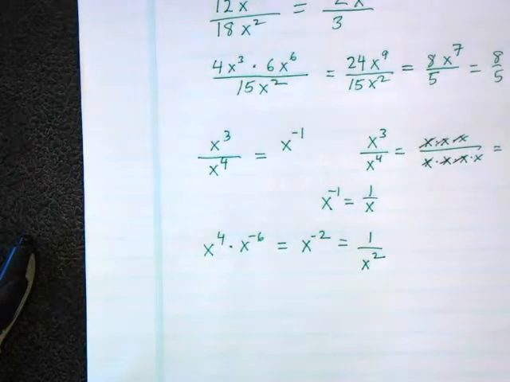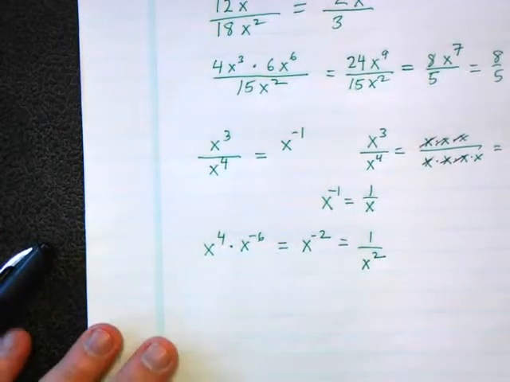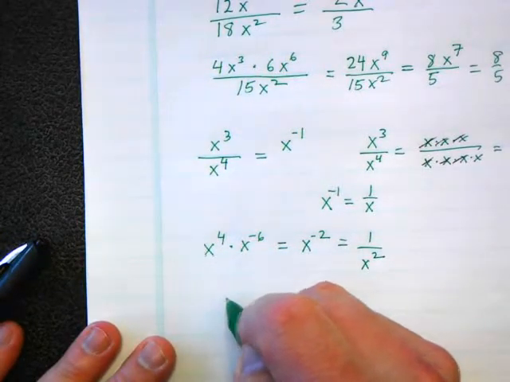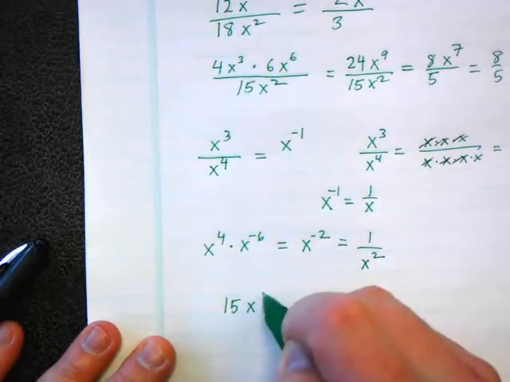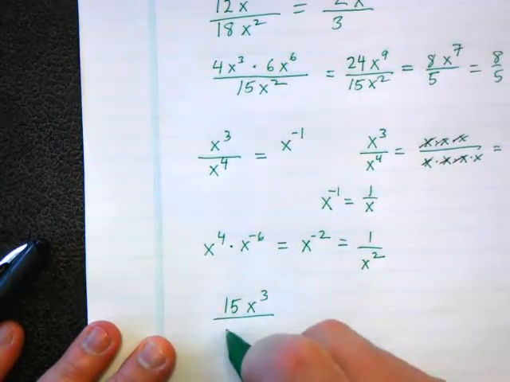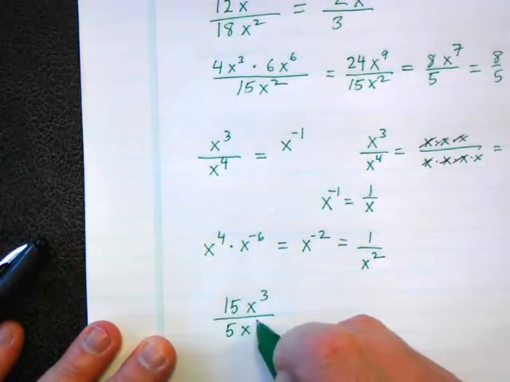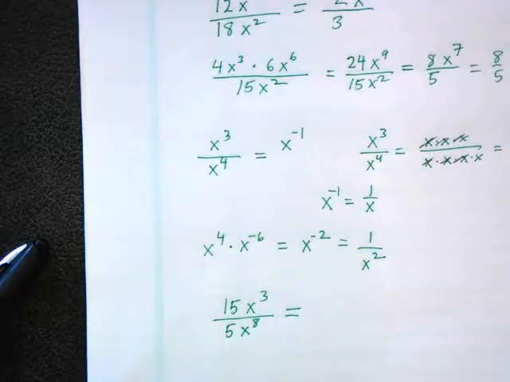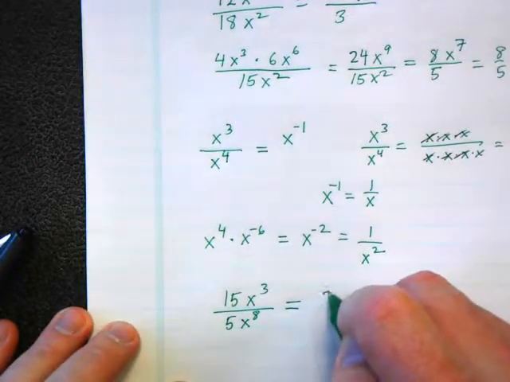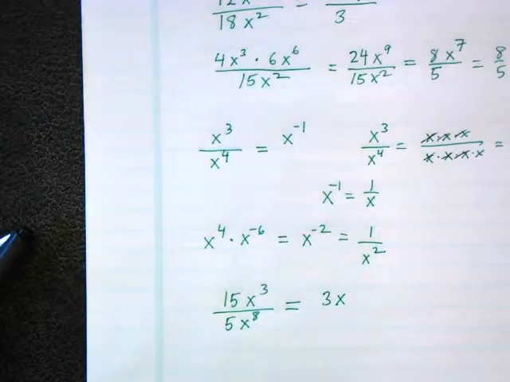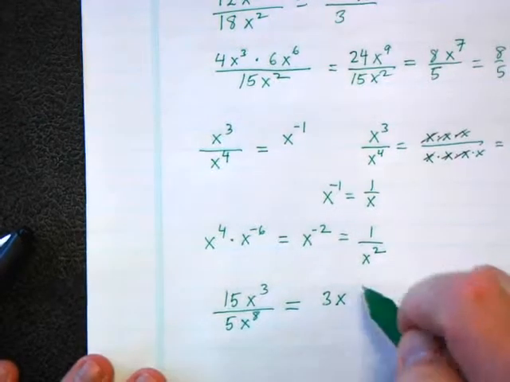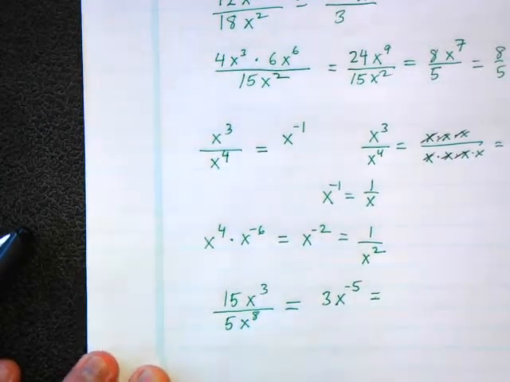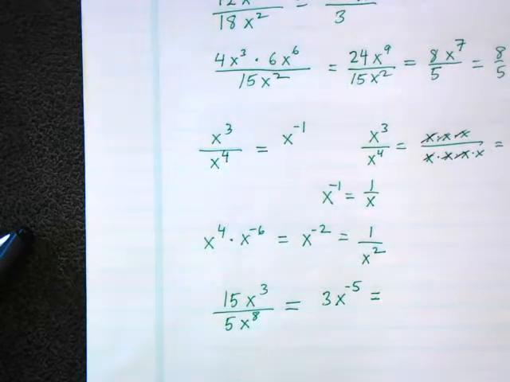Okay. How about 15x cubed divided by 5x to the 8th? Well, 15 over 5, that is 3. X to what power? Negative 5. Once again, the directions will be write that only using positive exponents. How would you write that only using positive exponents?